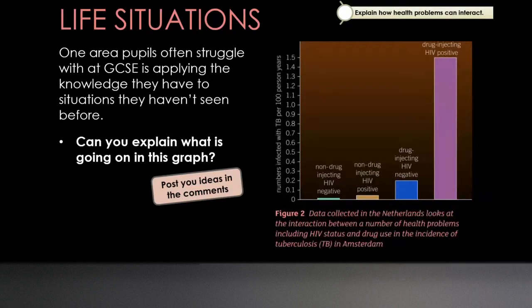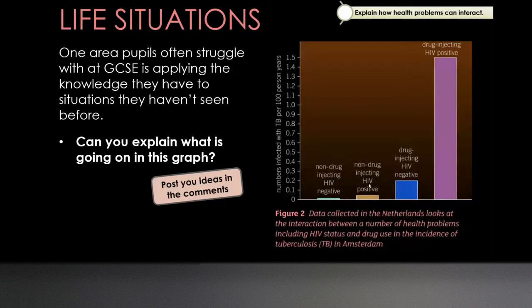Okay. Right, so let me see if I can explain this graph to you then. The first column there, the non-drug injecting HIV negative. So people who don't inject drugs and don't have HIV, that bar is very, very small. They have a very low chance of developing tuberculosis because they don't essentially have any pre-existing conditions. They're not a vulnerable person.